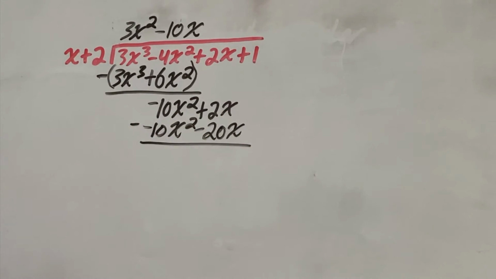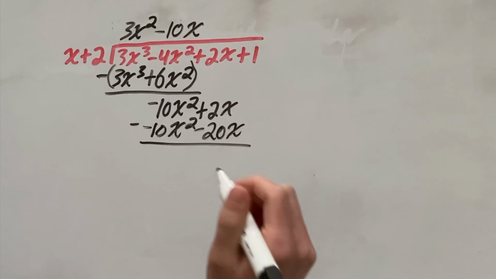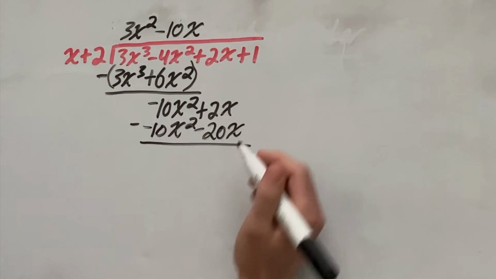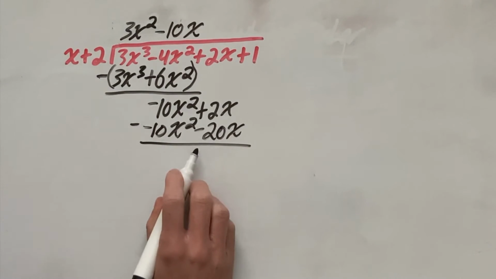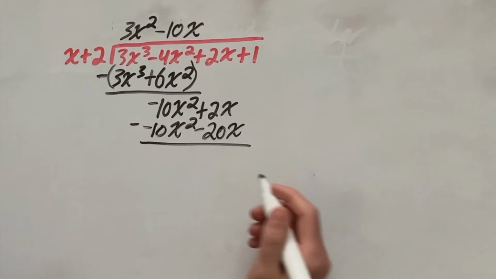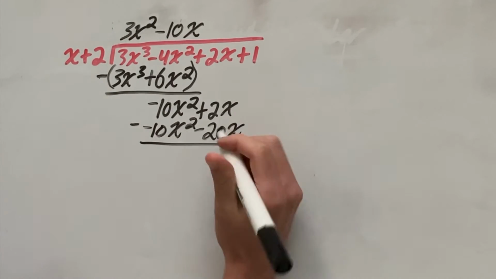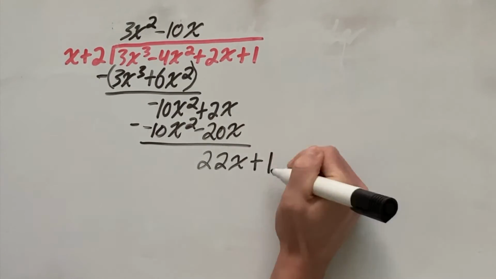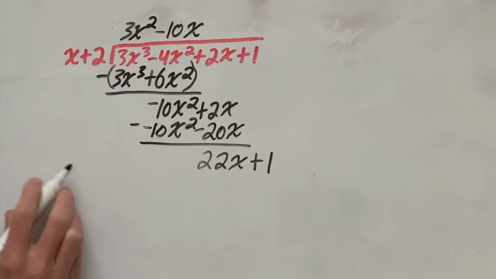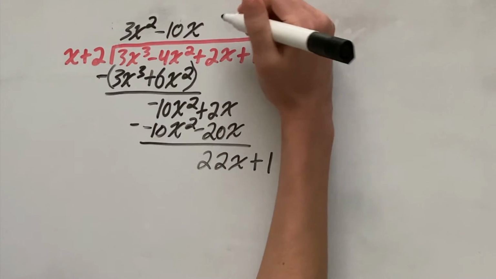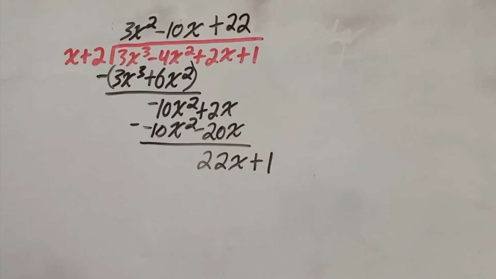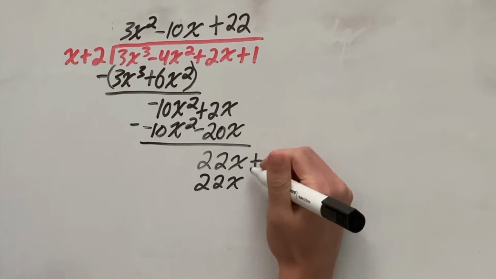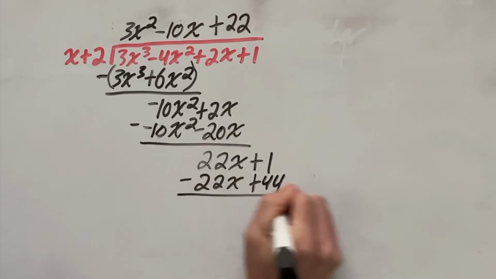We will now subtract this down. So, negative 10x squared minus negative 10x squared gives us 0. And then we have 2x minus negative 20x. So that goes to a positive, giving us 2x plus 20x, which is 22x. We bring down our next term, which is 1. And now x times 22 gives us 22x. So we'll put plus 22. Then we do 22 times our 2, which gives us 44. And we will subtract these two terms.